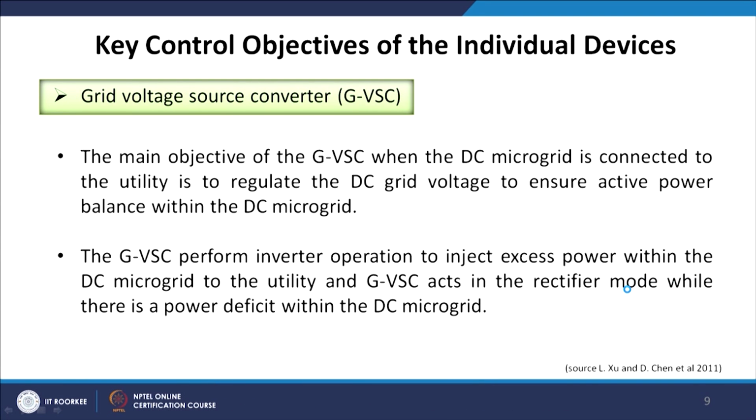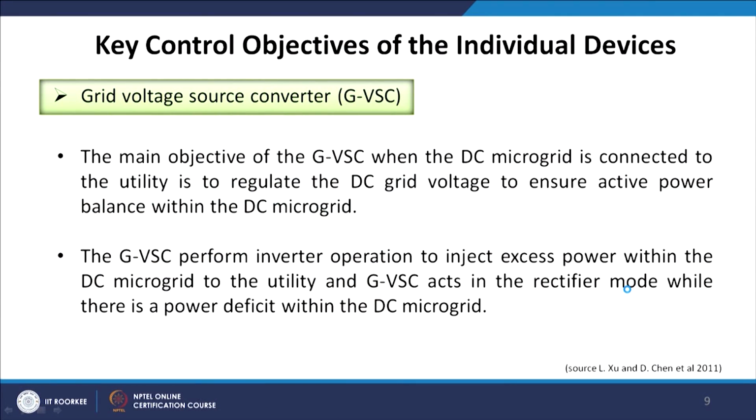The GVSC performs inverter operation to inject excess power within the DC microgrid to the utility, and the GVSC acts in rectifier mode when there is a power deficit within the DC microgrid. It means you get the AC power, convert it to DC and feed it to my DC microgrid, or when power needs to be given back to my AC grid, you do DC to AC conversion and connect to the utility grid or the main AC grid.